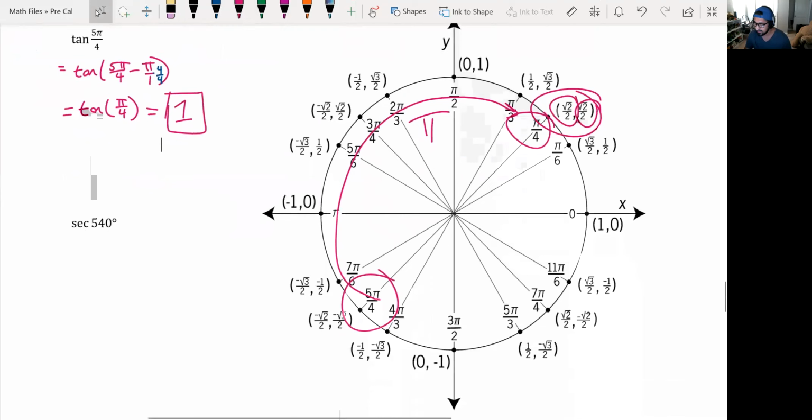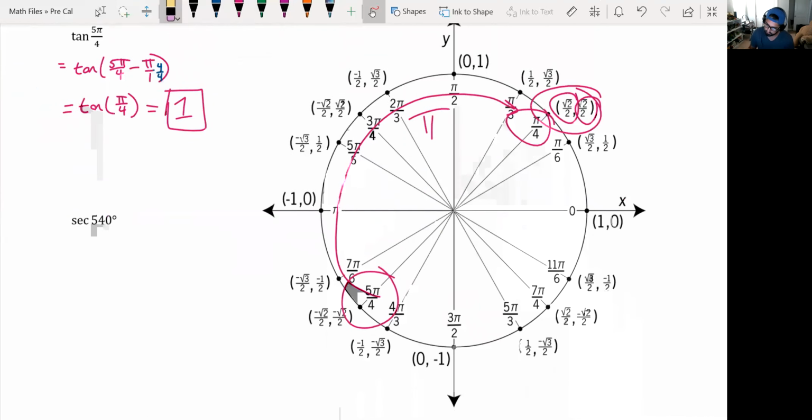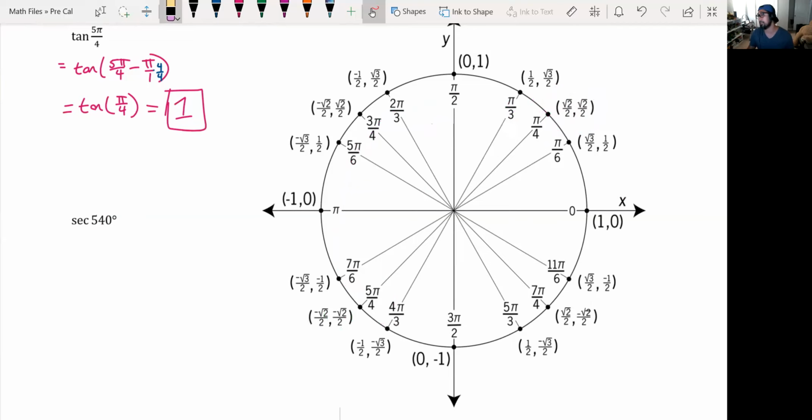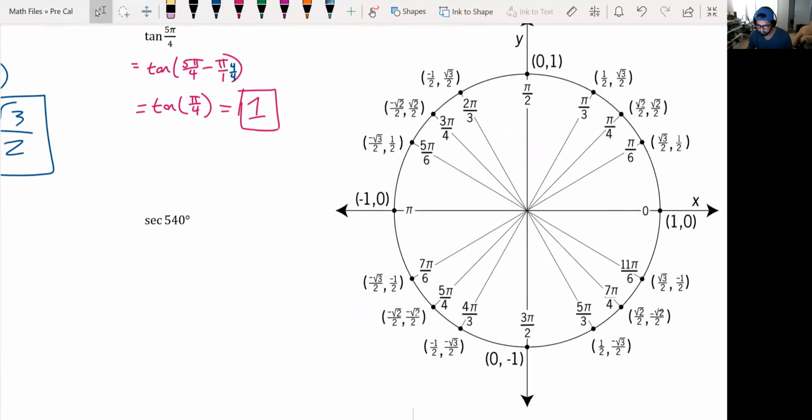That would be the same thing down here. Tangent at 5 pi over 4 puts negative square root of 2 over 2 over negative square root of 2 over 2. Anything over itself is 1, and negative over negative still makes positive. So that is just a practice in periodic properties. That's it. Okay.